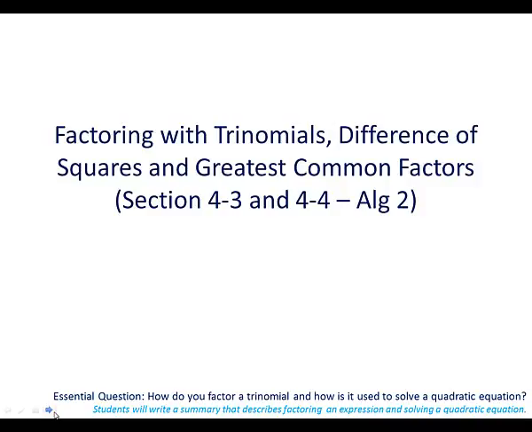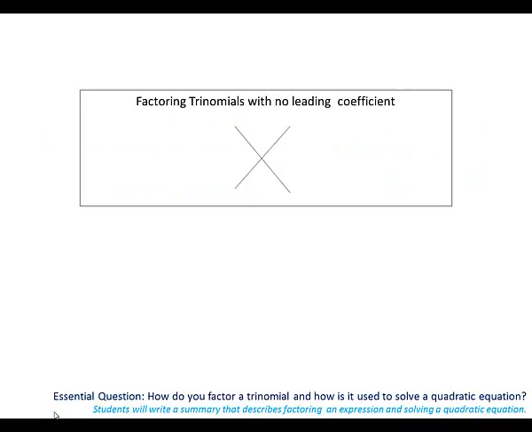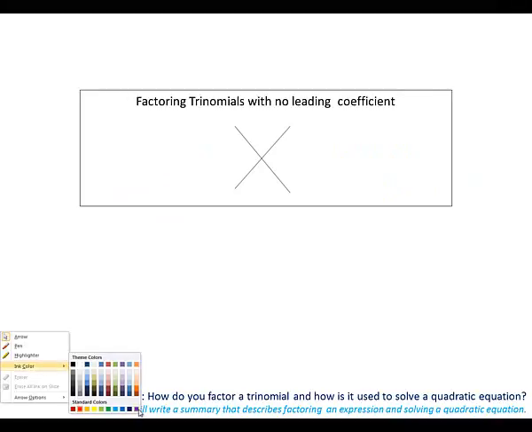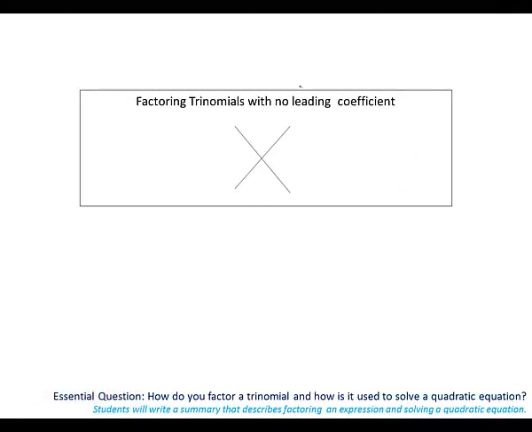It's going to seem like we are going really fast. We're going to do a bunch of different types of factoring today. In Algebra 1, you would have spent a week learning all these factorings. We're going to do it in the next 25, 30 minutes, okay? All right, so we got some vocabulary here, and this is a word that's really, really important to Mrs. Ballard. With no leading coefficient.